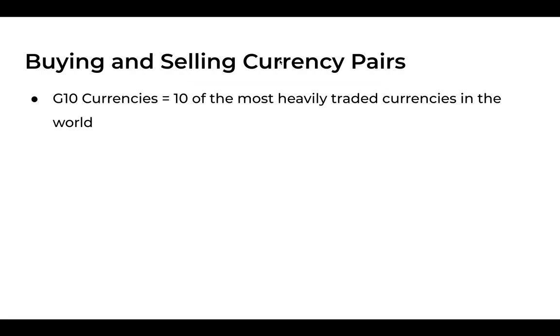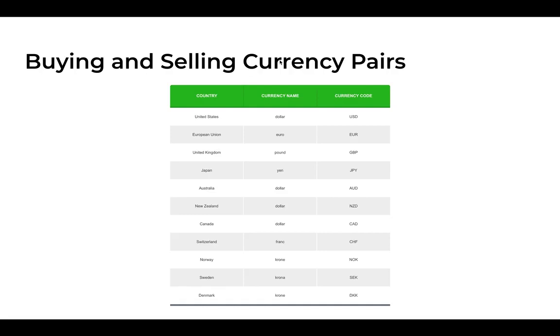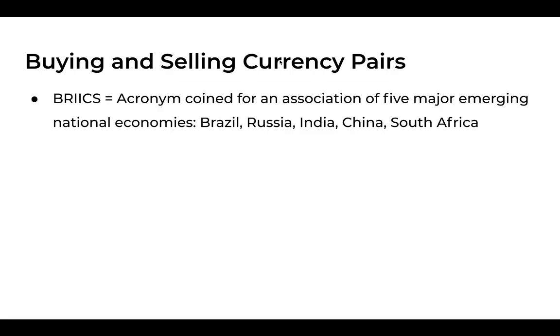And also we have G10 currencies. So these are 10 of the most heavily traded currencies in the world. The dollar, euro, pound, yen, Australian dollar, New Zealand dollar, Canadian dollar, Swiss franc, Norway krone, Sweden krona, Denmark krone. So if you want to write these down, it's not really necessary right now, but if you needed to.